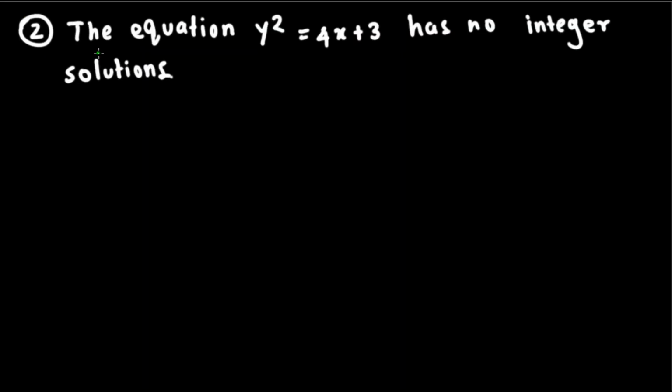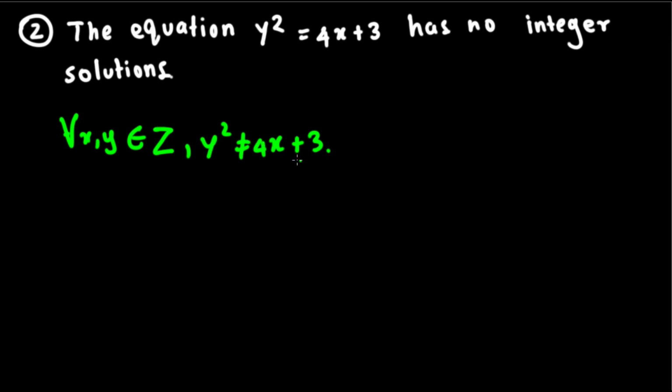The second one says the equation y square is equal to 4x plus 3 has no integer solution. Now let's see how to write this one using quantifiers. So here we can say for all x comma y belongs to the integer, y square is not equal to 4x plus 3. Okay, that's what it's saying. The equation y square is equal to 4x plus 3 has no integer solution. So here we are saying for all x comma y belongs to integer, y square is not equal to 4x plus 3. Okay, same thing.